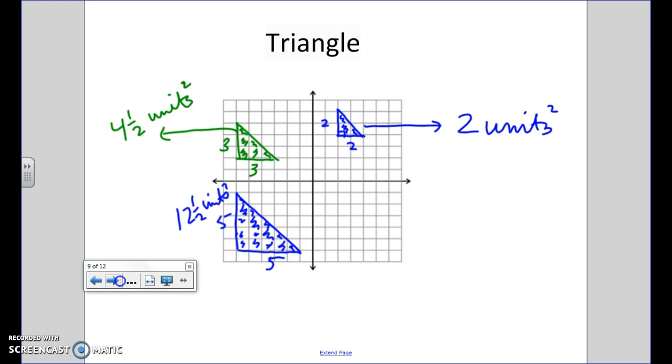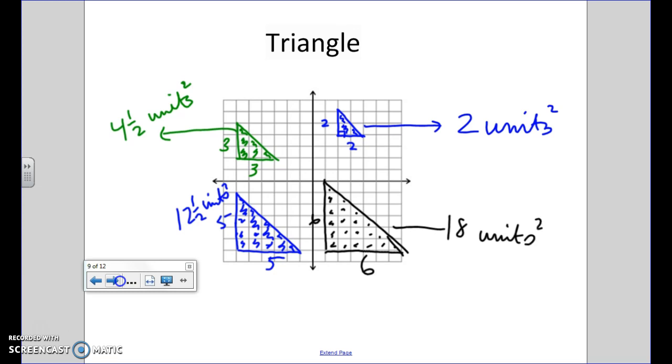And let's just try one more here. Do this big old 6. 1, 2, 3, 4, 5, 6. All right, we have 1, 2, 3, 4, 5, 6, 7, 8, 9, 10, 11, 12, 13, 14, 15 full ones, then 15.5, 16, 16.5, 17, 17.5, 18. So we have 18 square units on a 6 by 6.